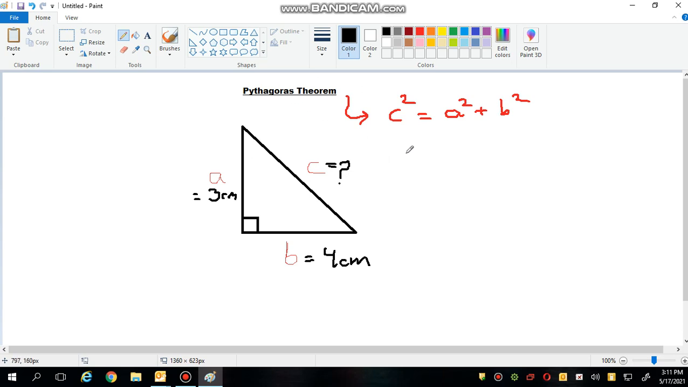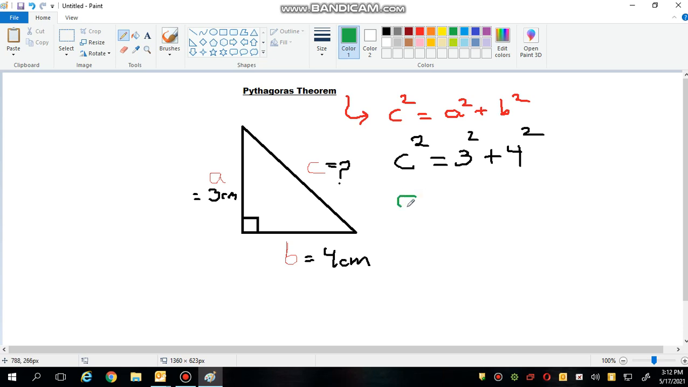So c squared is what we need to find out. I don't know what c squared is, I'll leave it the way it is. I know that a is equal to 3 centimeters, so that'll be 3 squared. I know that b is equal to 4 centimeters, so I'll put 4 squared. You see that? Plug it in. That's all you got to do.